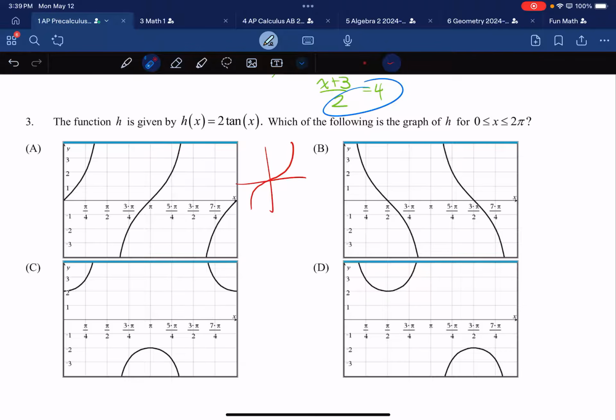I'm noticing that all these functions are kind of zoomed in a little bit too much. I'm noticing that we have a cosecant. This is actually a secant function and a cosecant function. Neither of those are going to be useful to us because they're not even close to tangent.